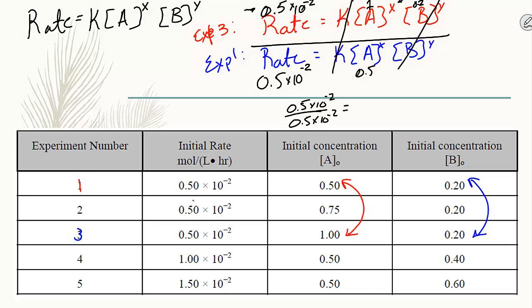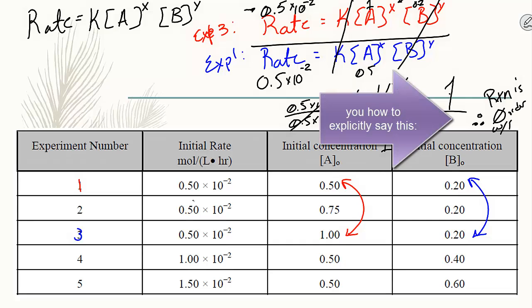So I end up with 0.5 times 10 to the minus second over itself has to equal 1 to some value over 0.5 to that same value, or 1 over a half to some value. Well, 0.5 over itself is 1. 1 divided by a half is 2. 2 to some number equals 1. What can you raise 2 to get 1? Anything raised to the 0 power is 1. Therefore, the reaction is 0 order with respect to A.